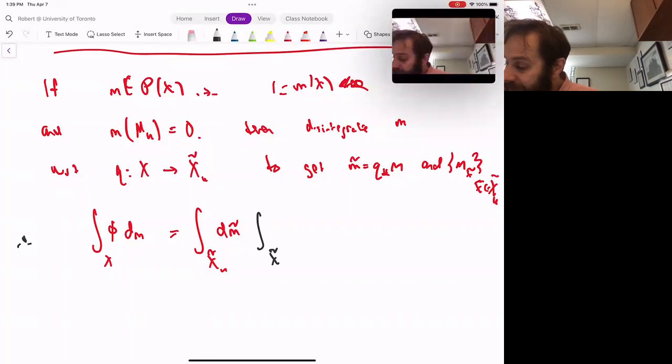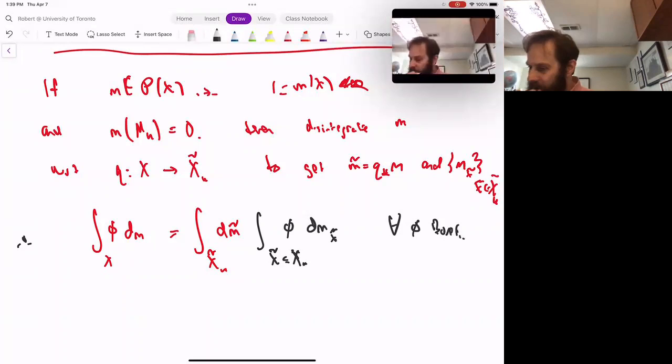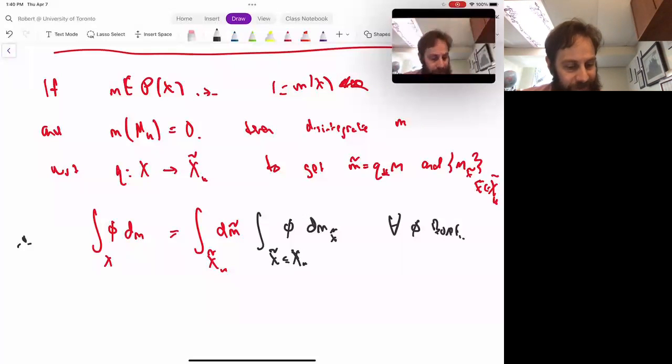That's a little x. The integral over the ray little x tilde and XU in capital XU of phi dm x tilde, for every continuous or Borel phi. And so let me pause for a second. Okay, so this is all pretty abstract, but I will give an example in a minute. But before I give the example, are there questions?